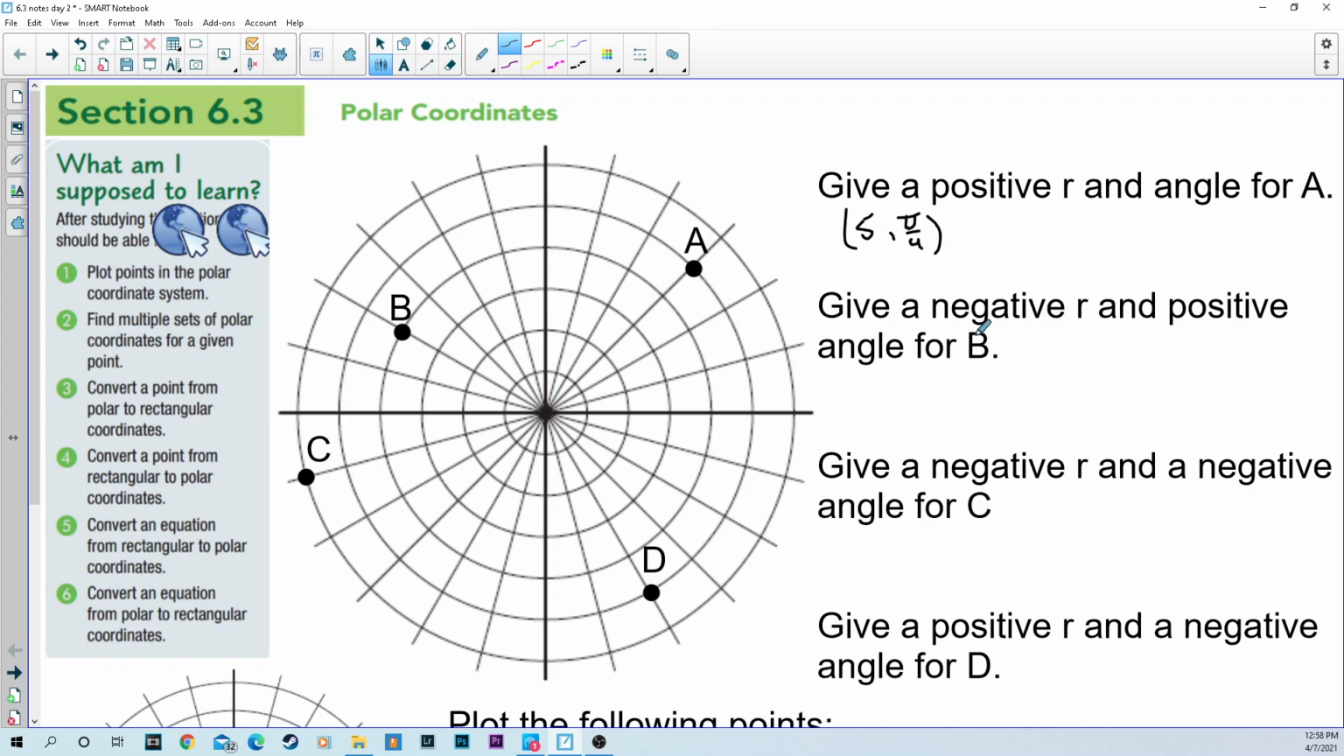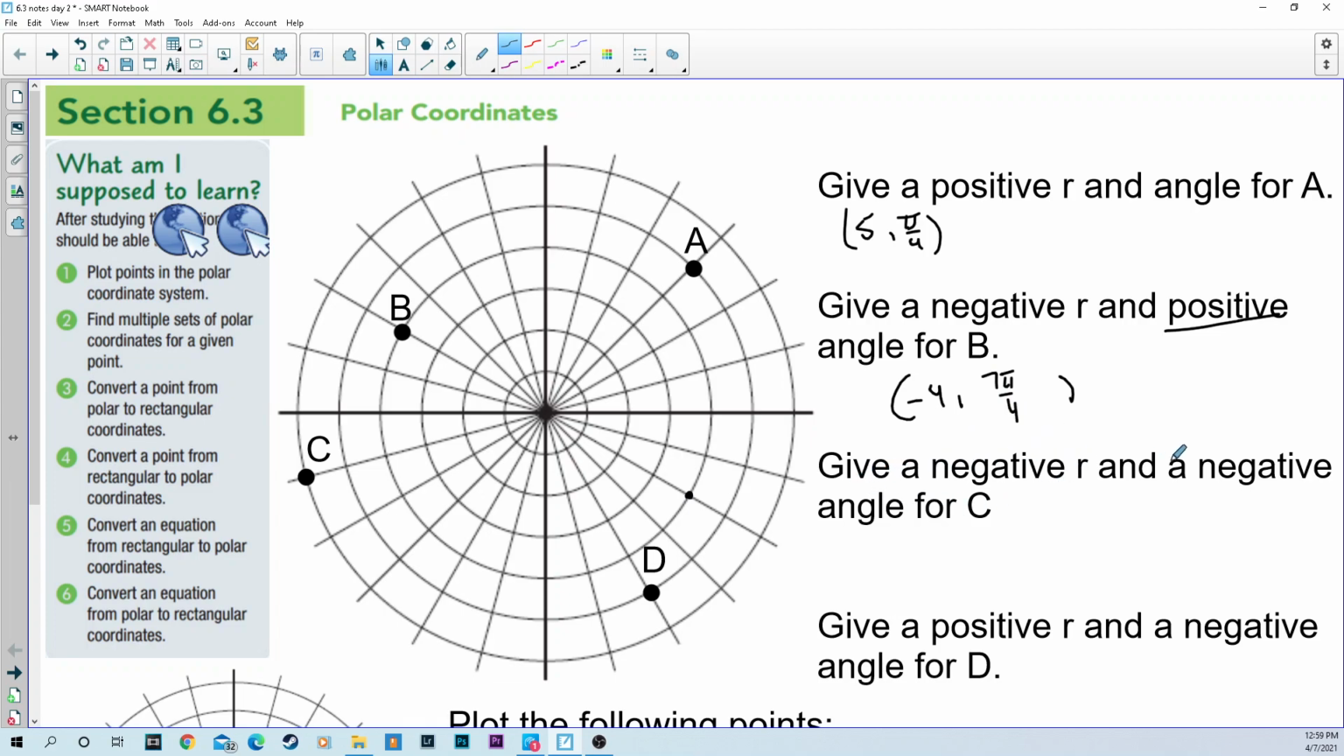Give a negative r and positive angle for B. 1, 2, 3. We're on a circle of radius 4. Now we need to go back the other direction. 1, 2, 3, 4. I need to get to that point, and then with the negative r, that means we'll go in the opposite direction. So negative 4. Now I have to get to that spot with a positive angle. So let's go all the way. Let's see. 4 fourths, 5 fourths, 6 fourths. That's going to be 7 pi over 4.